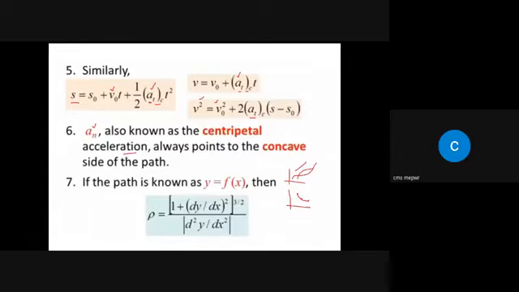So if the path is known, with the help of some equation or some data, we can find out the slope, dy by dx. If this is y and this is x, and we put dy by dx in this equation, we can find the radius of curvature at any instant. So if the path is known, the radius of curvature is given by this equation: 1 plus dy by dx whole square, raised to power 3 by 2, divided by the double derivative of y with respect to x, d square y by dx square.